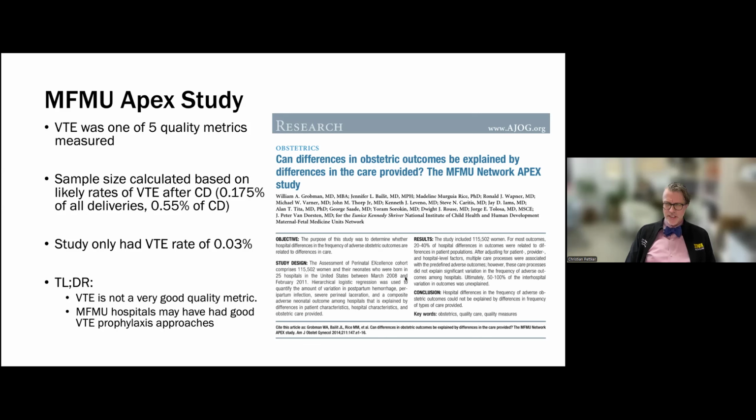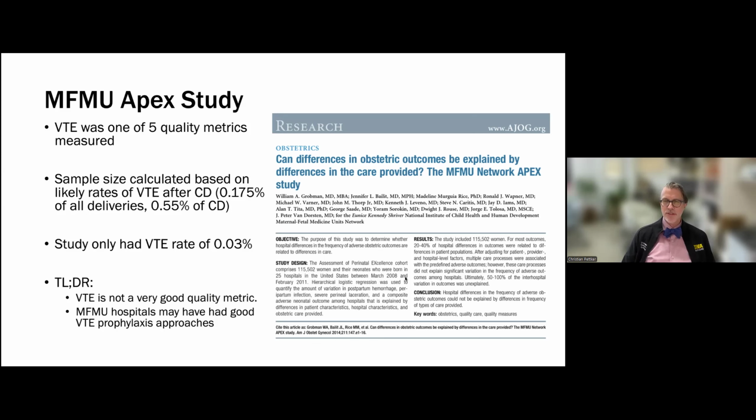And so they took this study and they looked at over 100,000 women and neonates over a 3-year period. And they wanted to see if there were differences in venous thromboembolic rates, and could this help us look at the quality within these hospitals?